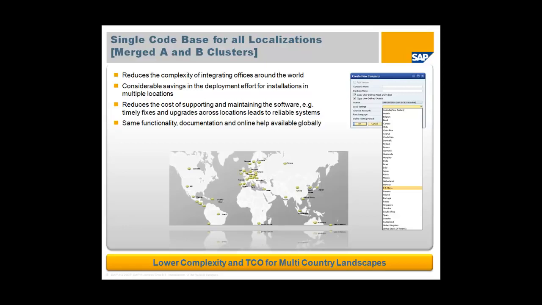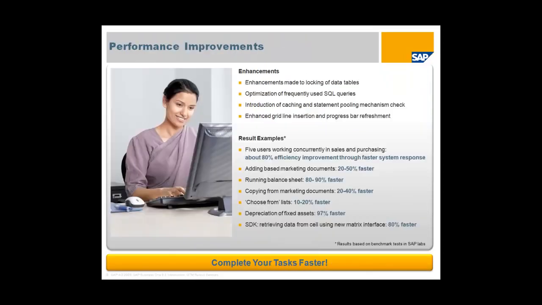You're also able to now, for example, reduce the number of servers that you may have had to deploy in previous years because we now are delivering this single code base. It reduces the cost of supporting and maintaining the software. Timely fixes and upgrades can be delivered right across the solution now simultaneously. And of course, the same functionality, documentation, and online help are available globally, which results in lower complexity and a lower total cost of ownership for multi-country landscapes.